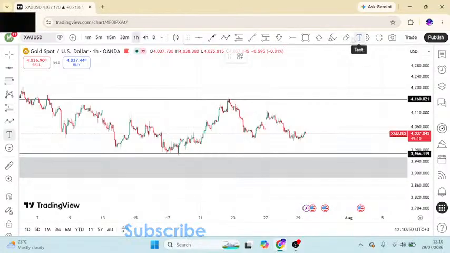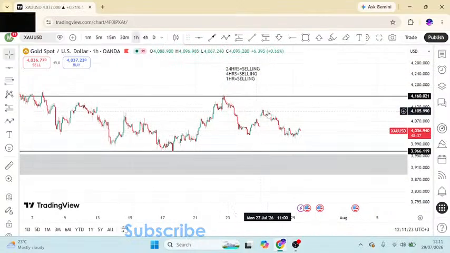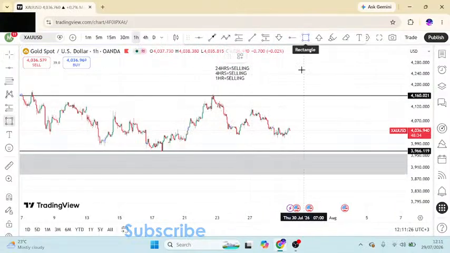Let me rewrite them again for those that were not seeing. Daily was 24 hours time frame. 24 hours time frame was selling. Then 4 hours equals selling. And then 1 hour, we are seeing selling also. So we are seeing 1 hour sales, of which this was our.